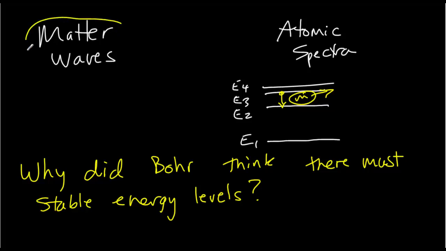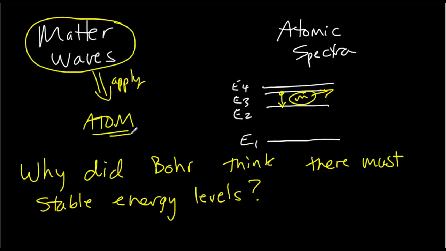So we're going to apply the idea of matter waves to the atom and thereby explain why we should get fixed stable energy levels in an atom. Now it's going to take until the end of the video before we can explain how matter waves explain atomic energy levels. What we need to do first of all is get a better physical understanding of what a matter wave is. And the first thing you really need to know is what a matter wave is not.